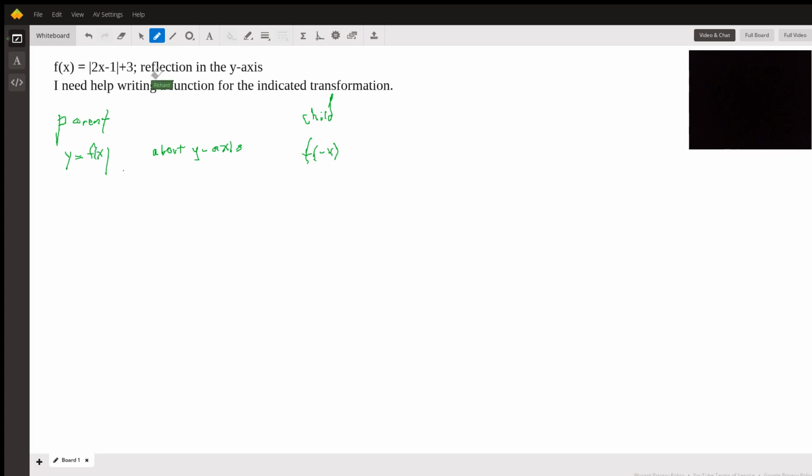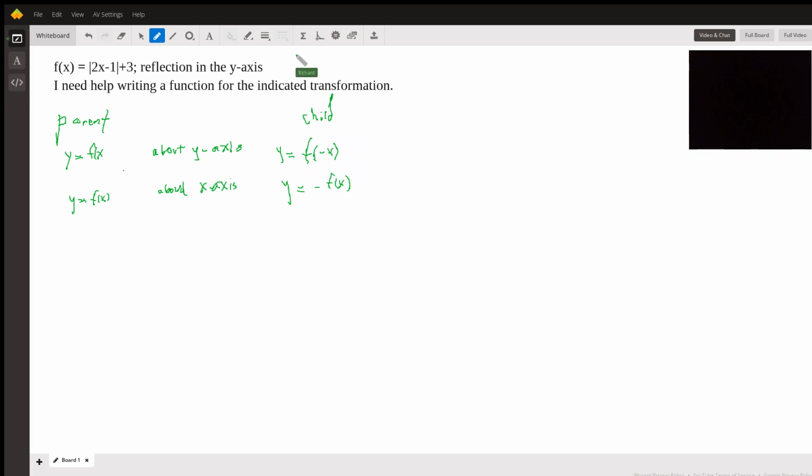We're going to do that in a second, but I want to put the other axis in there while we're here. So once again, the parent is y equals f of x, and we want to go about the x-axis. The child is going to be y equals negative f of x.